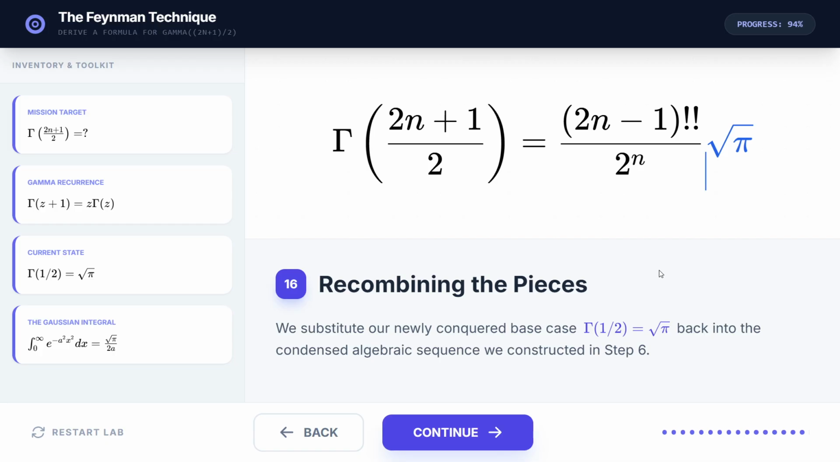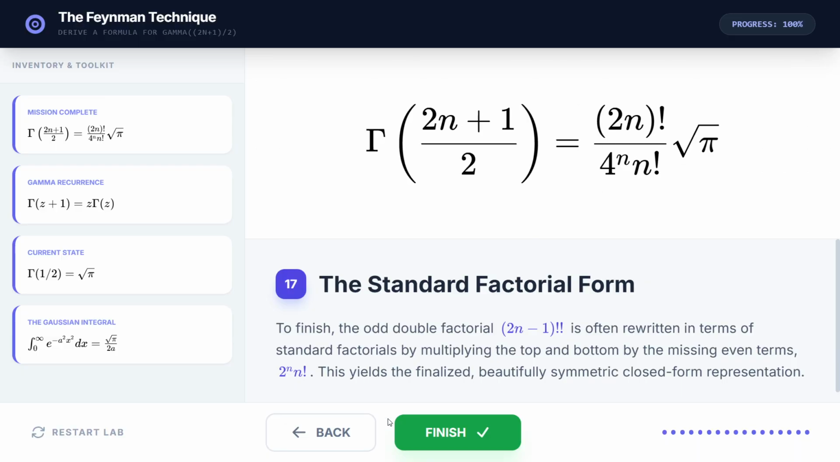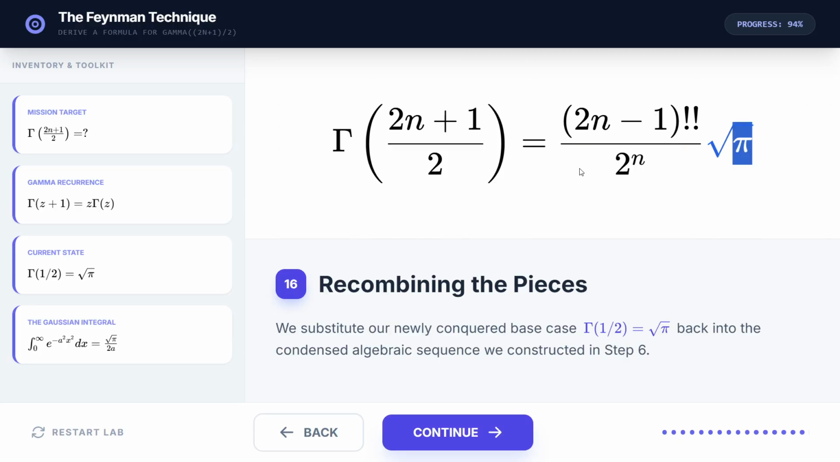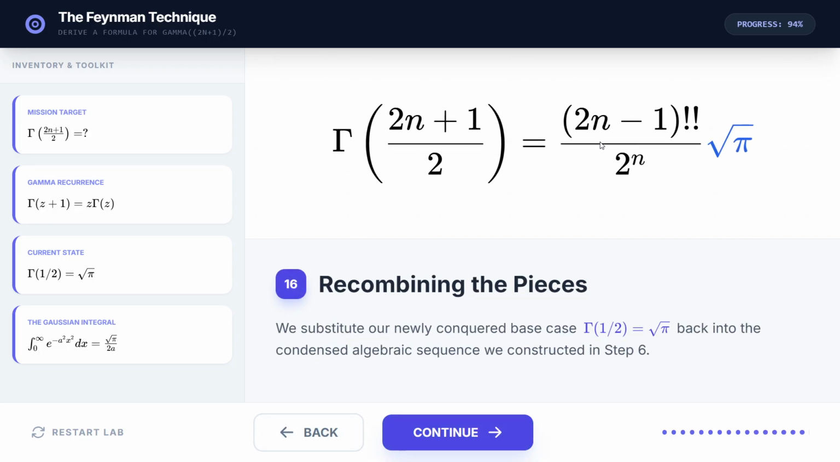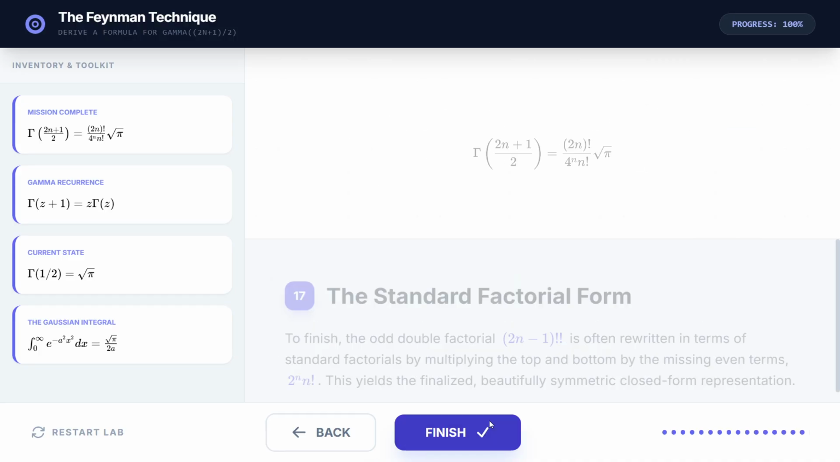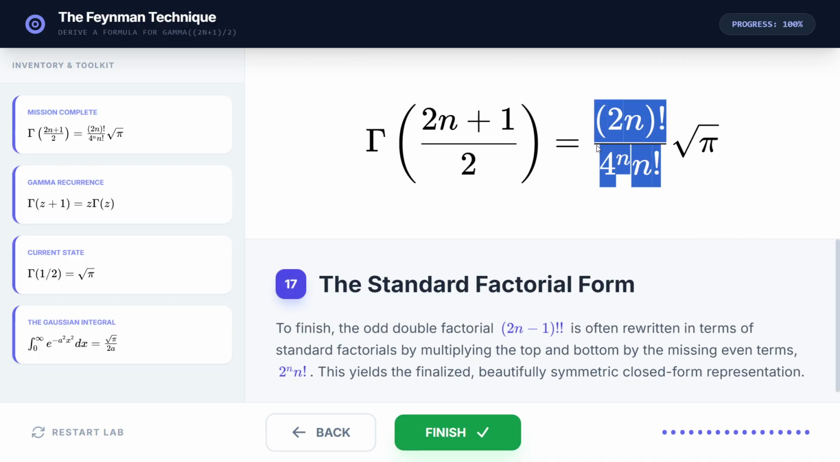Now I did do one more step. I showed the conversion of 2n minus 1 double factorial. I converted it to a combination of powers of 2 and just regular factorials. So in the next step, I basically rewrote that. These two expressions, this and this, are equivalent. And I'm going to leave it to you, if you're interested, to teach yourself why that's true. 2n minus 1 double factorial over 2 to the n simplifies to this.